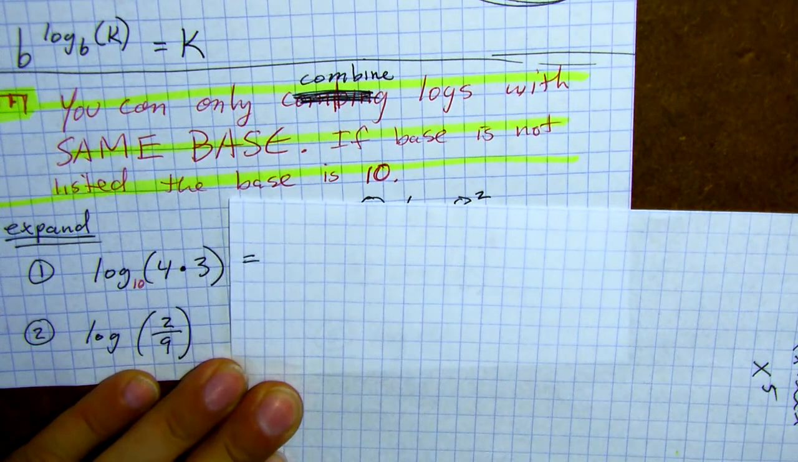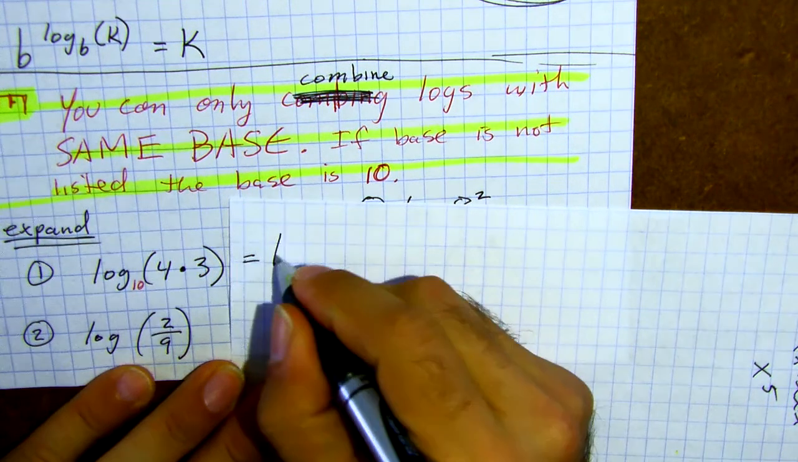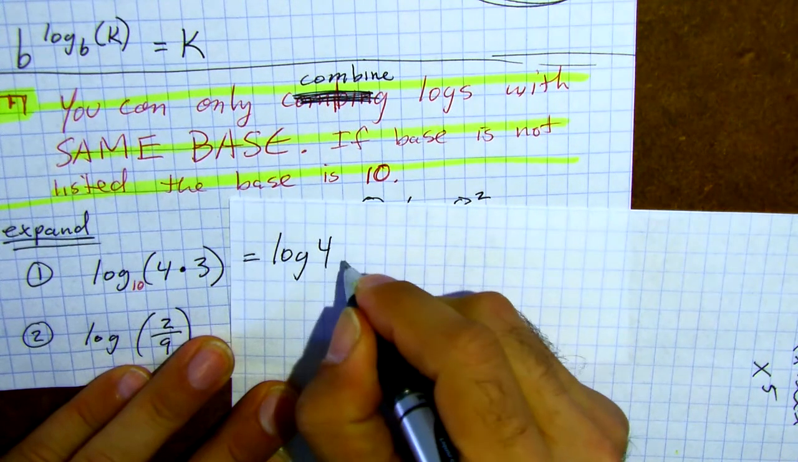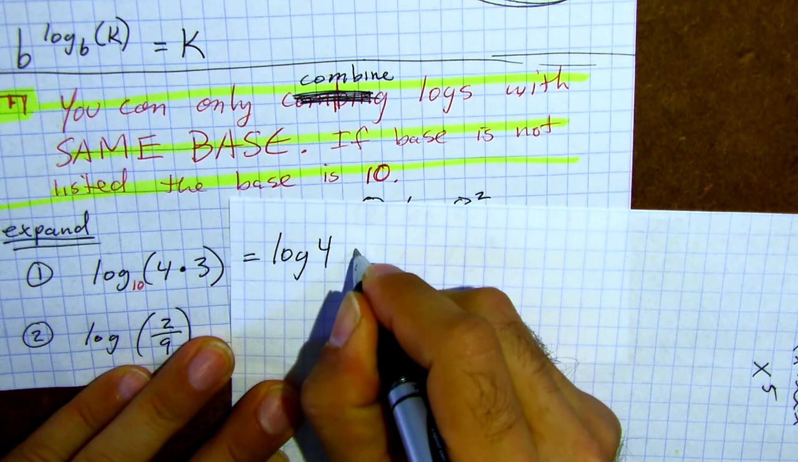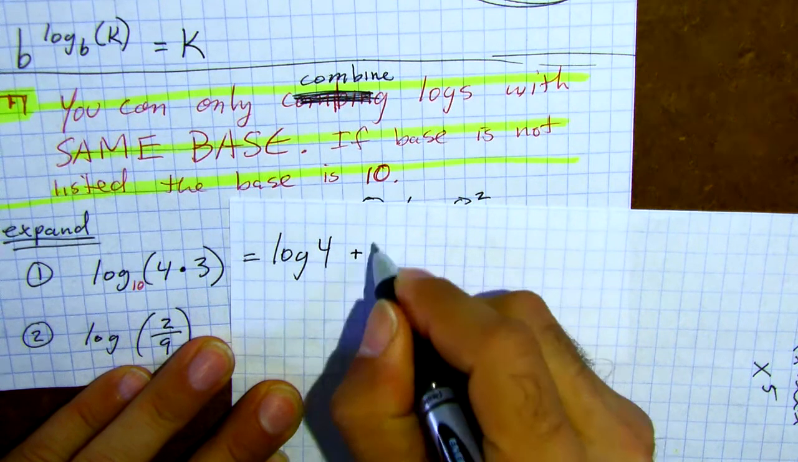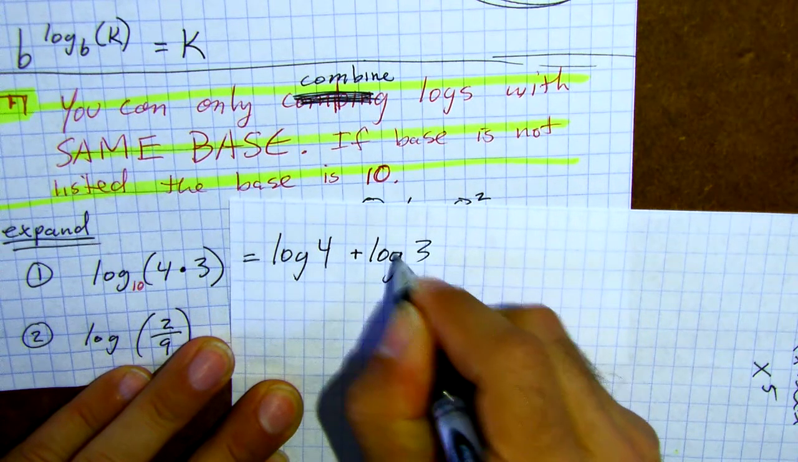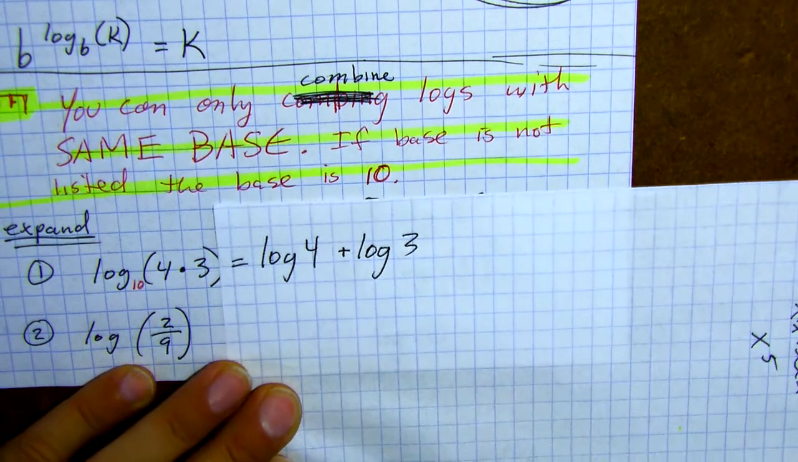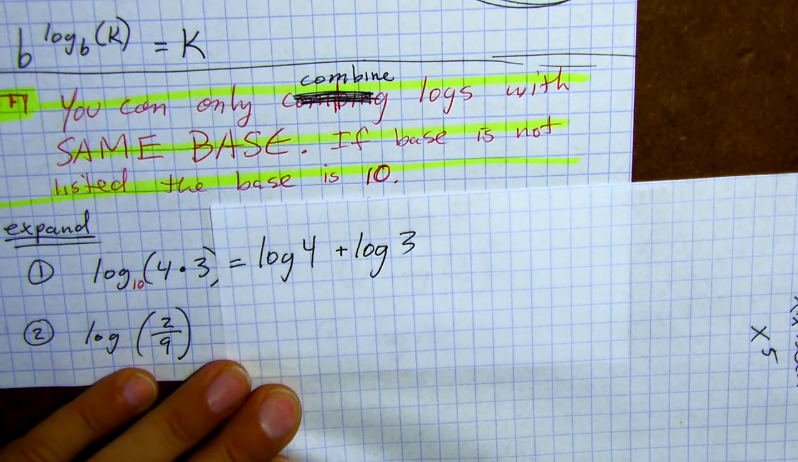You don't even have to put base 10, because if it's not there, you know it's base 10. So this is going to be what? Log 4 plus log 3. Okay? Log 4 plus log 3.